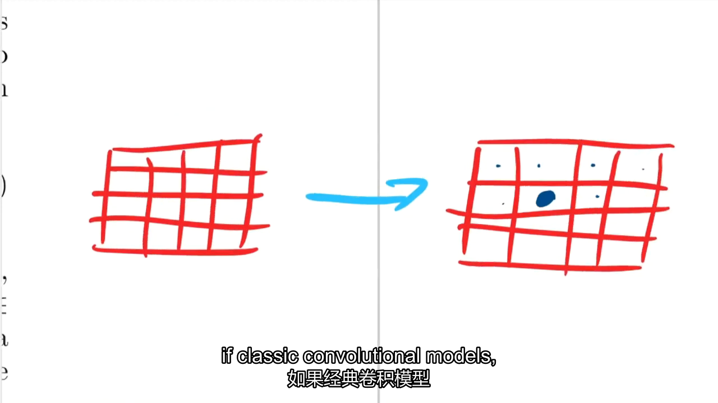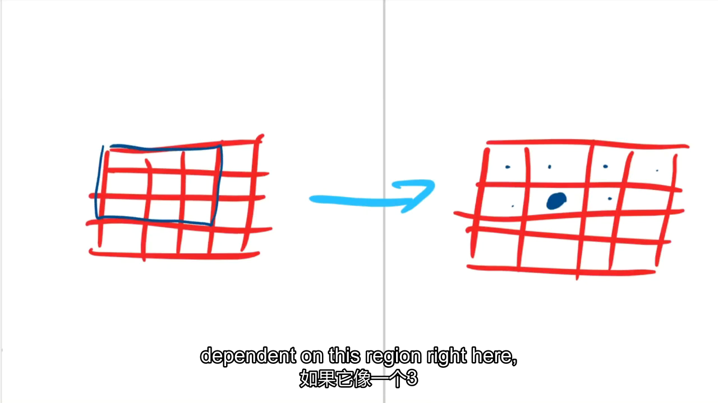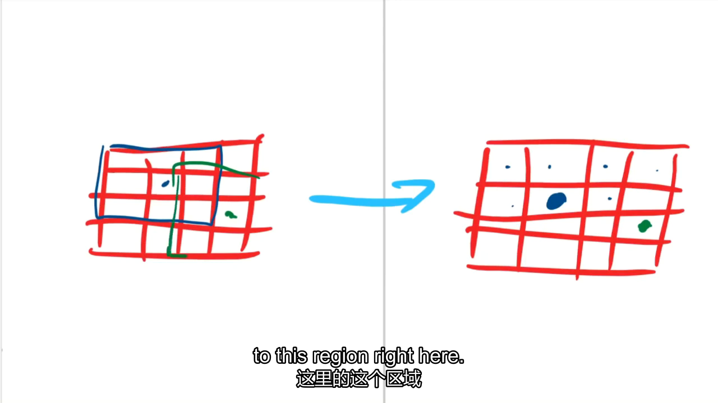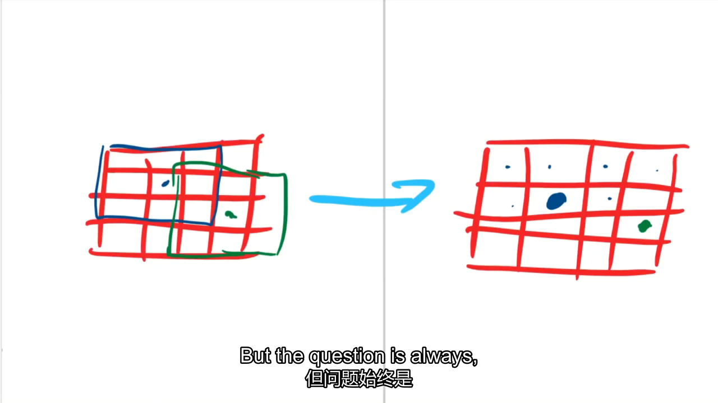Now, if you know classic convolutional models, what the classic convolutional model says is that the output of this is going to be dependent on this region right here, if it's like a 3x3 filter, okay? So you have this convolutional filter, and that means that blue dot on the right is going to pay attention to its own location in the input plus everything around it, okay? And then every single data point here is going to do that. So for example, this green data point is going to pay attention to this region right here. Now there's a border, so there's maybe some padding, but the question is always, where does the information come from and how is it aggregated, okay?